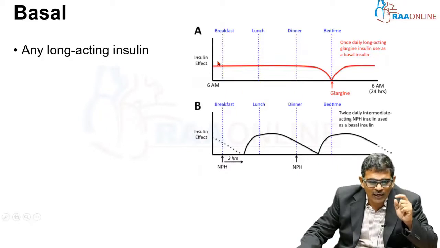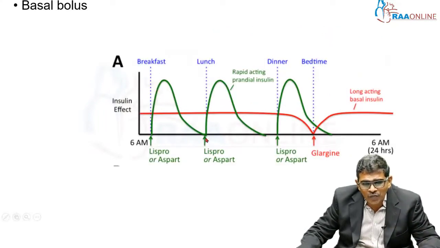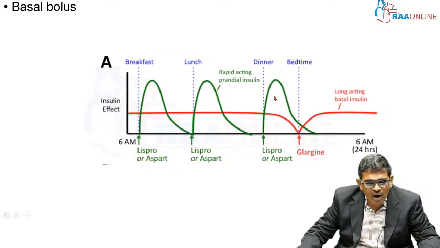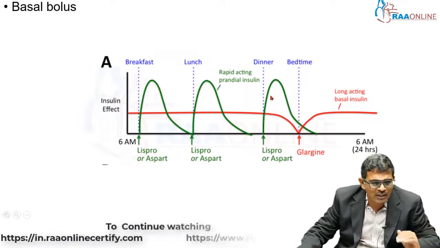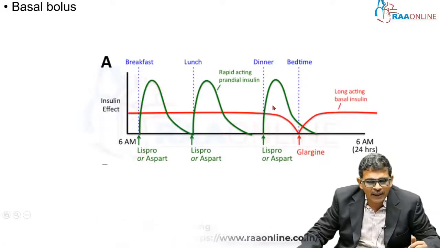So two things we need to understand: one is basal insulin, the other is prandial insulin. Basal insulin can be glargine, or it could be NPH given 2 times a day. When basal insulin is given with the prandial insulin, it is called basal bolus. The correction can happen with the breakfast, with the lunch or with the dinner. That is called basal bolus. Basal is giving glargine. Basal bolus is giving the meal correction. So these are the two important regimens that we need to understand.